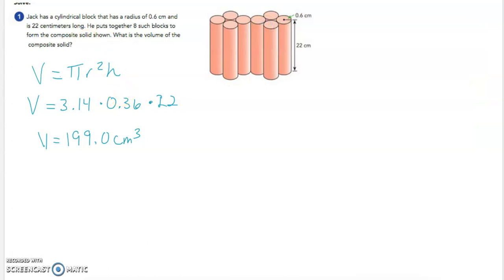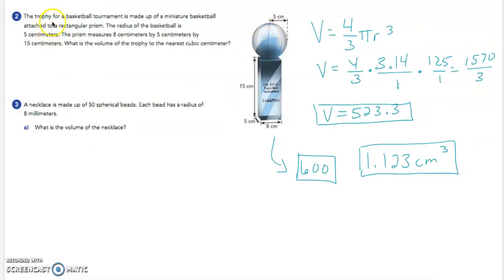All right, next one. Number 2, a trophy for a basketball tournament is made up of a miniature basketball attached to a rectangular prism. The radius of the basketball is 5 centimeters, so here's the radius of the basketball. And the prism measures 8 by 5 by 15. What's the volume of the trophy?